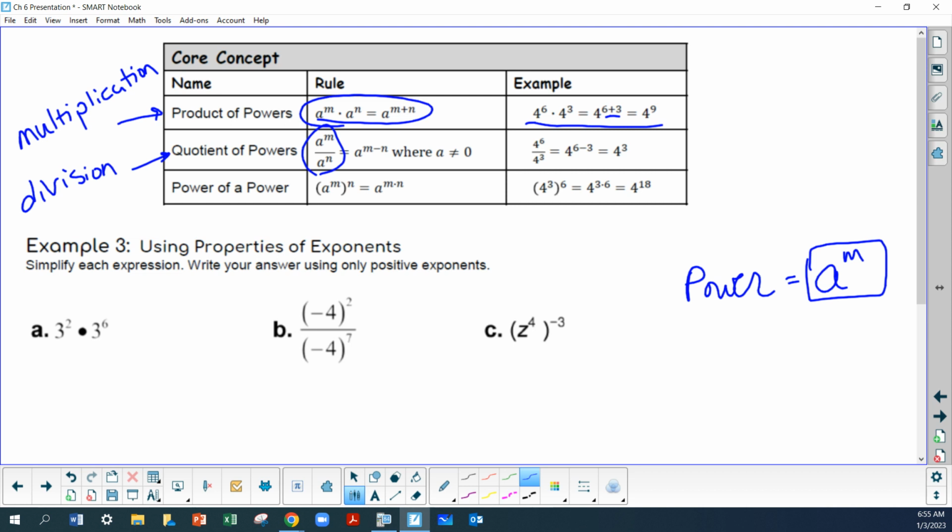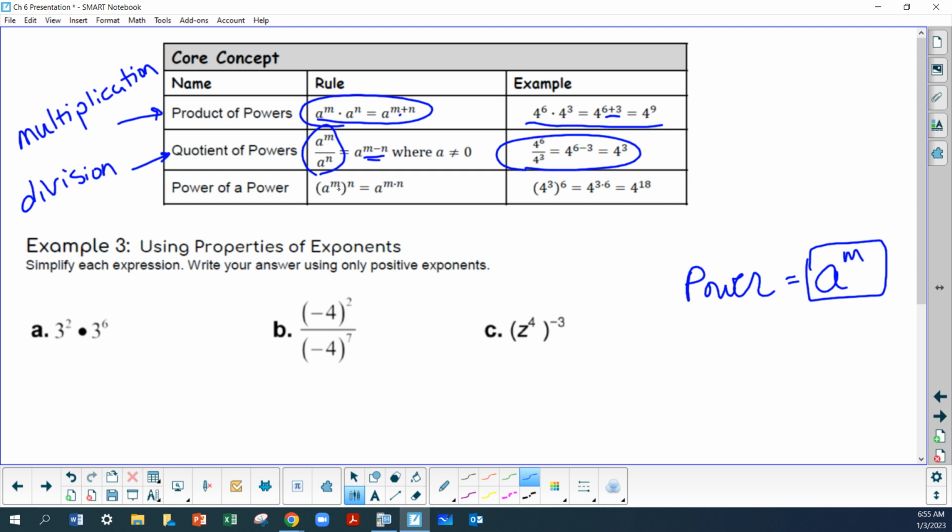A power is the combined piece, a to the m. So the quotient of these two powers, a to the m over a to the n, will be subtraction instead of addition when it was a product. So just keep that in mind. We'll use subtraction. Here's a hard example if you'd like more clarity there.